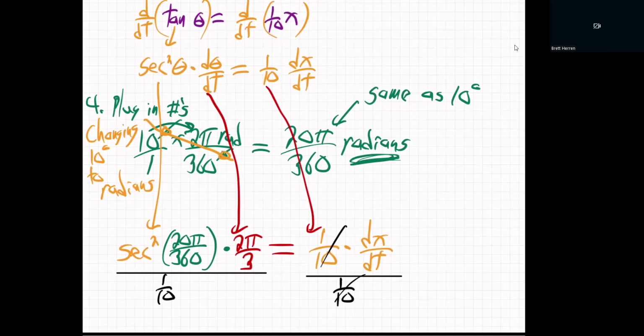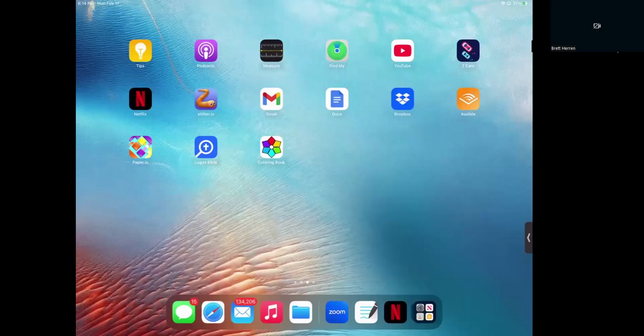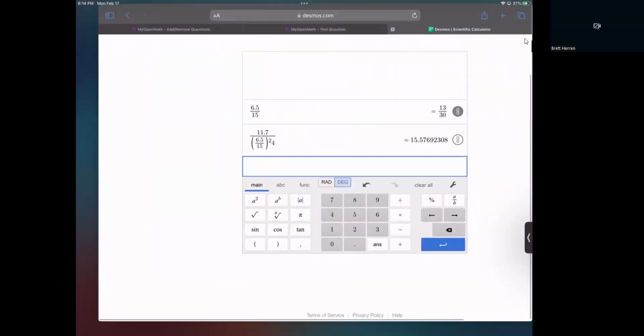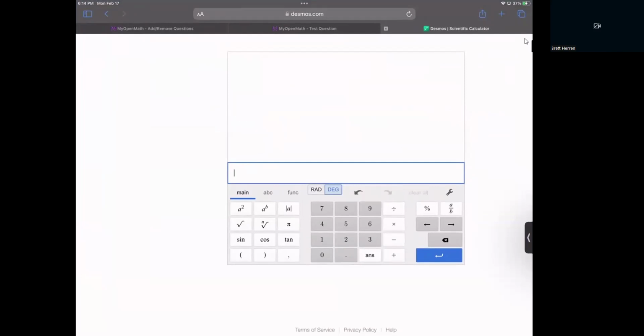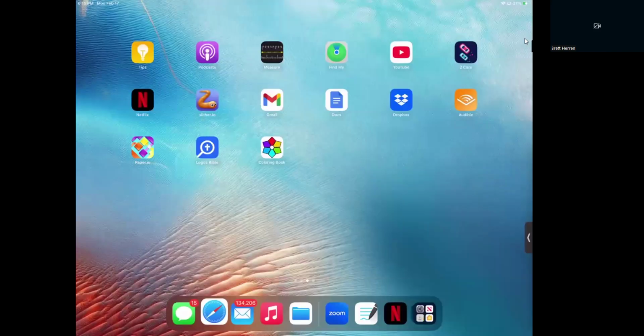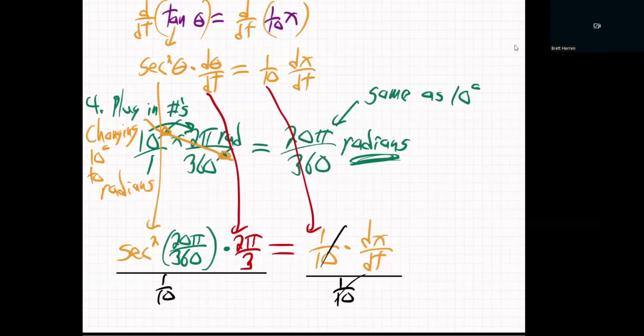Secant squared, 20 pi over 360. Oh, wait a minute. Desmos doesn't have secant. So, oh yeah, well, maybe it does. I don't know, does it? Let's go see. I can't remember. We can change it to cosine if it doesn't. Oh, does it function? No, it doesn't. Okay, yeah, we'll change it. All right, let's go back. So we're gonna change this bad boy.